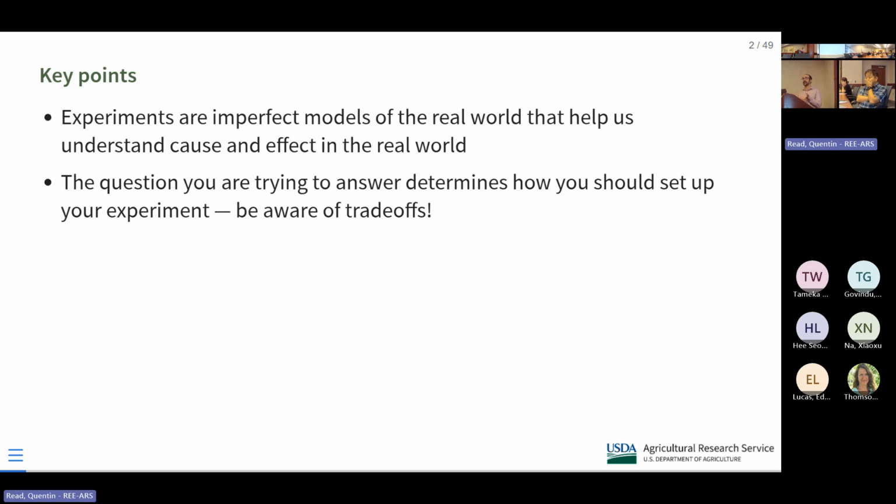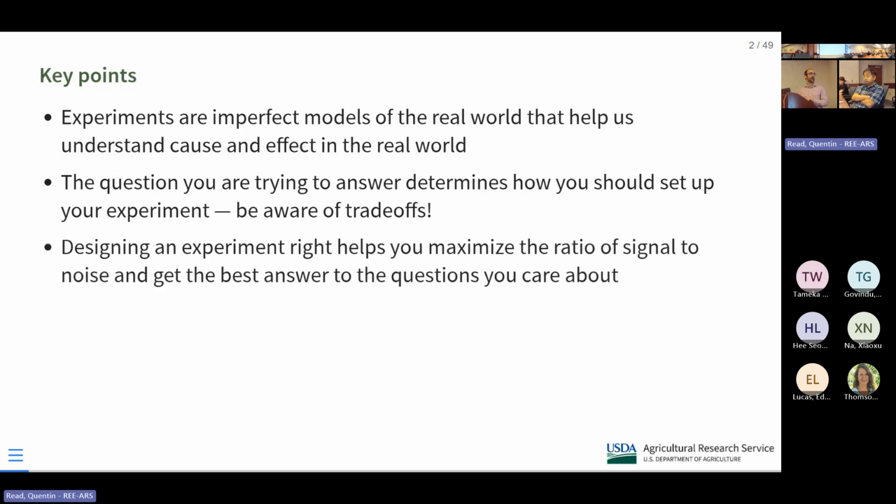And like I said, experiments answer scientific questions, and you start with a question, and then the experimental design follows from there, depending on what question you have. But there are sort of trade-offs. There's always advantages and disadvantages to particular designs, which we'll talk about.